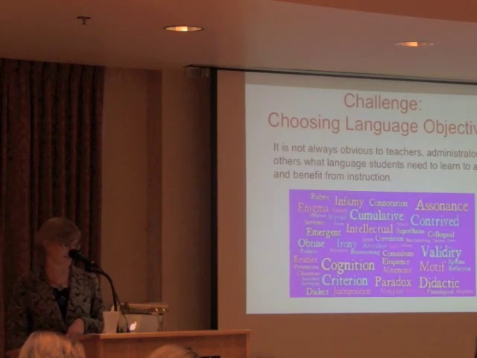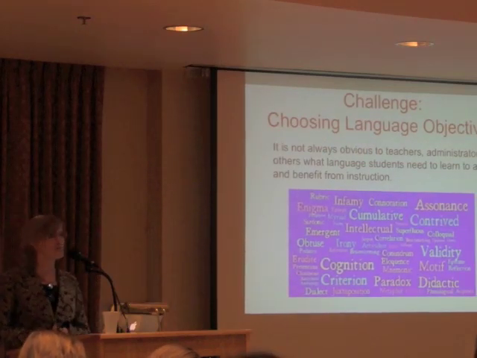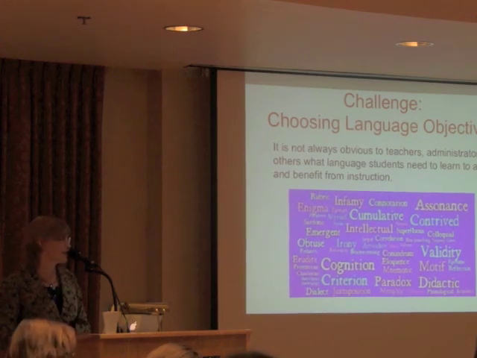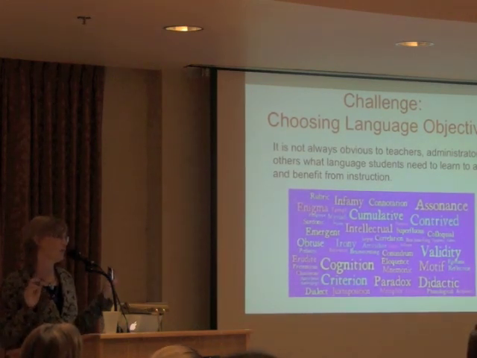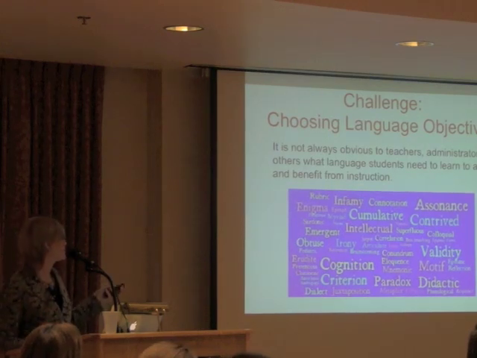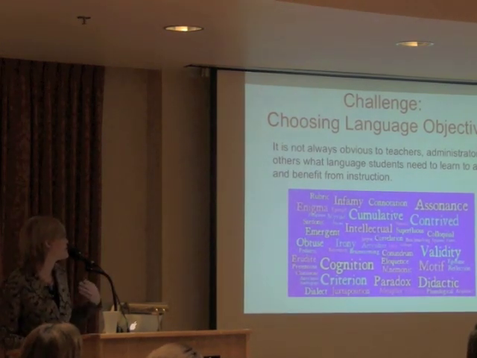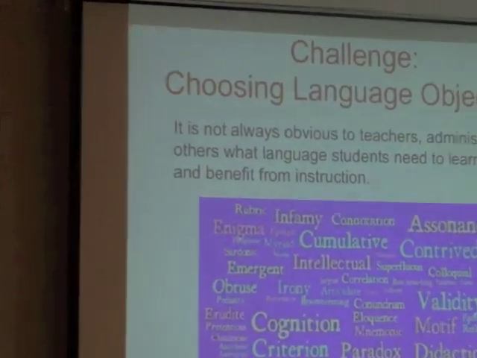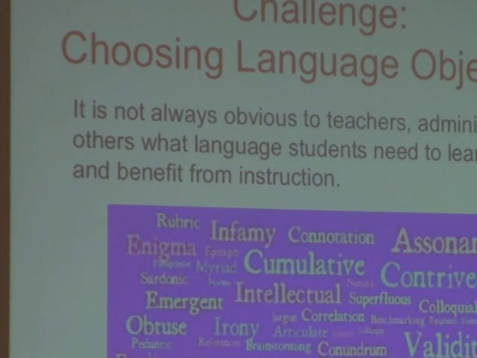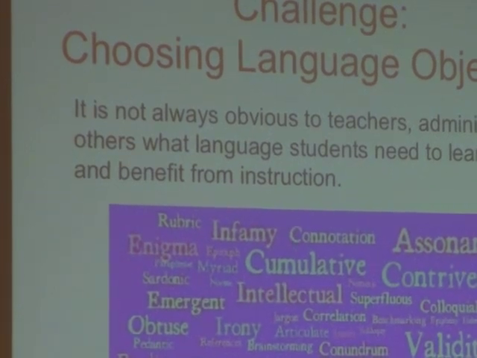But here's the challenge. It's not always obvious to teachers and administrators what language to focus on. So it's really easy to pick out the big words or the content-specific words. Words that, like on this slide, motif, contrived, assonance. These words are the easy ones to pick out. They're not always the ones kids need to know. So I'm going to show you some examples.